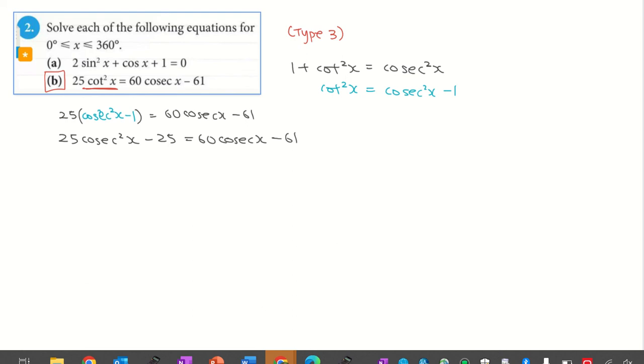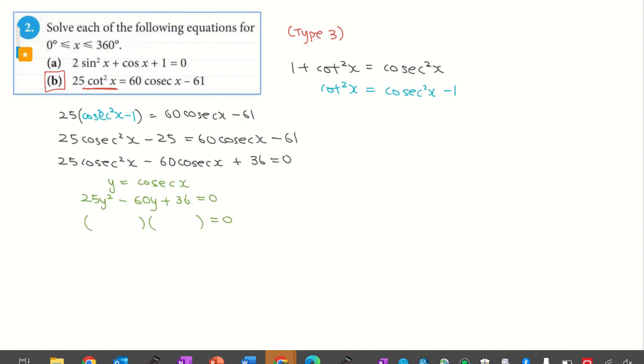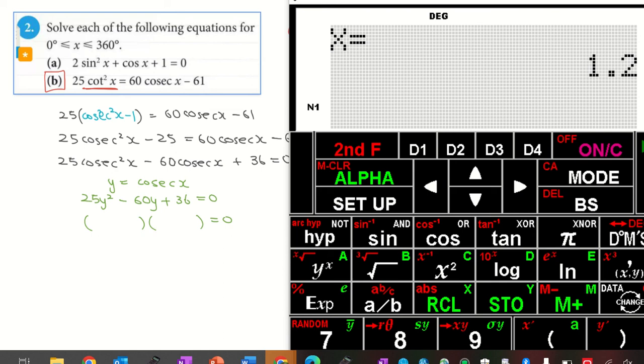What is the next step after this? I will bring everything to one side. So I have this. Are you all comfortable with substitution? Since cosecant is so complicated, we just use substitution. At this moment, I think some of y'all want to use the box method or you want to use calculator. Can we just key in calculator and see what we have? A is 25, B is negative 60, C is 36. I use the calculator. Actually, I only have one value, 1.2.